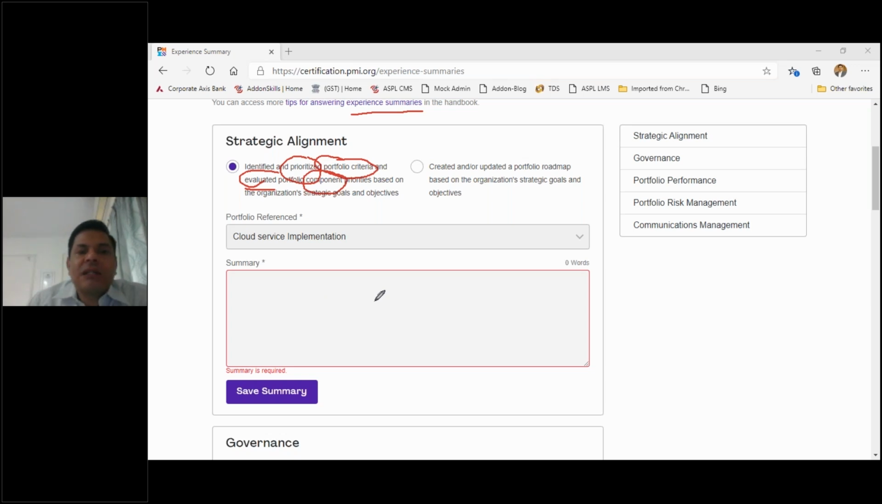So you have to give a relevant example. Try to give some practical criteria from the actual portfolio which you are going to demonstrate. Remember, this experience summary should be aligned to your portfolio. It can't be generic. You can't just say I identified these criteria and that criteria. It has to be very much from your actual portfolio.